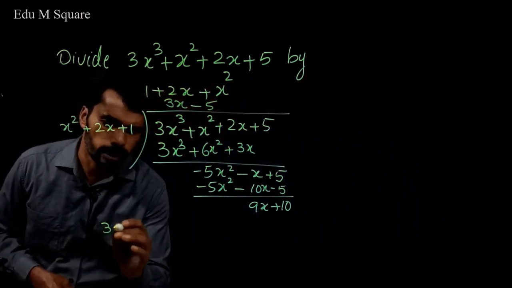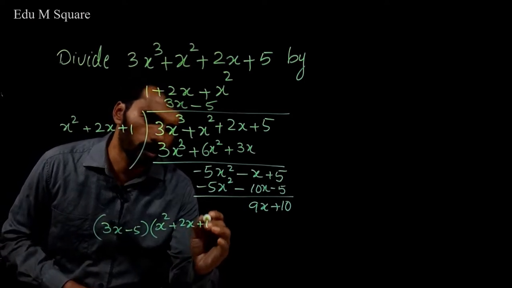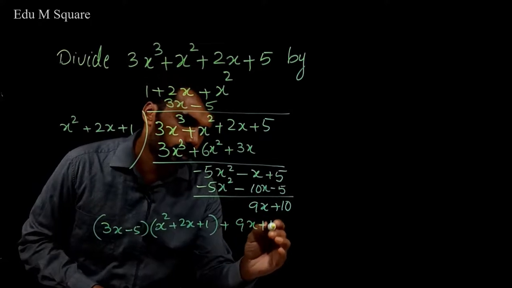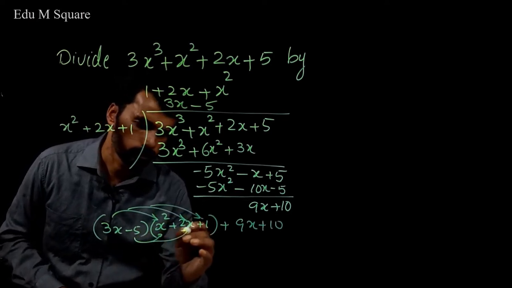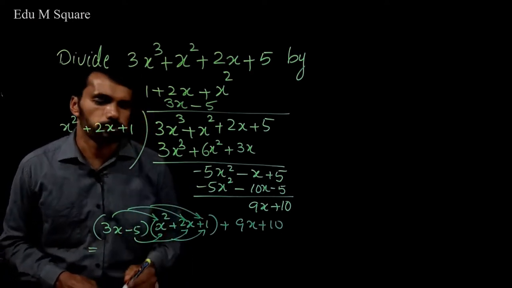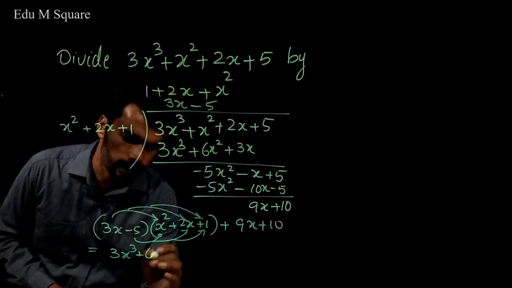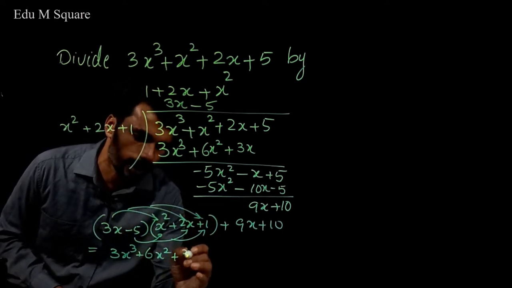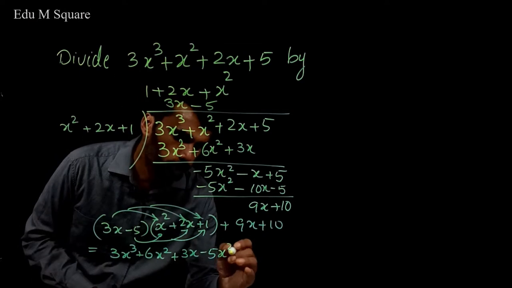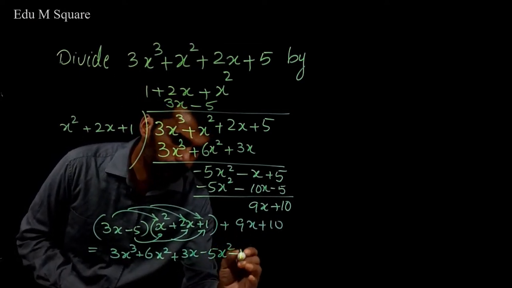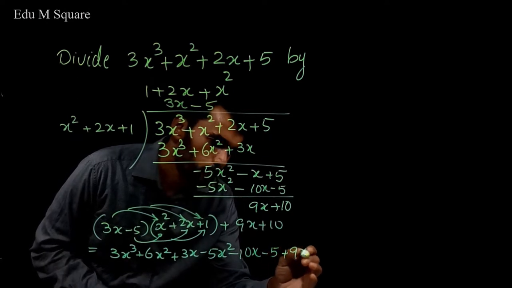Now let us check this quotient into divisor plus remainder, that is 3x minus 5 into x square plus 2x plus 1 plus this 9x plus 10, which is equal to 3x into x square, it is 3x cube, then 3x into plus 2x, so it is 6x square, then 3x into plus 1, it is 3x. Now minus 5 into x square, minus 5x square, then minus 5 into plus 2x, minus 10x, then minus 5 into plus 1 is minus 5, now plus 9x plus 10.